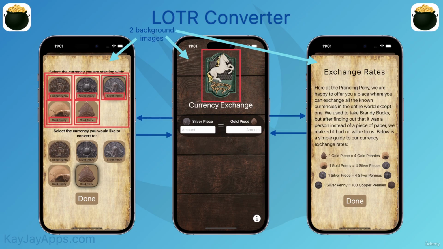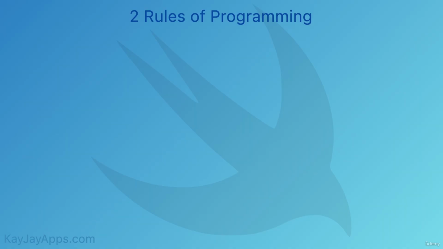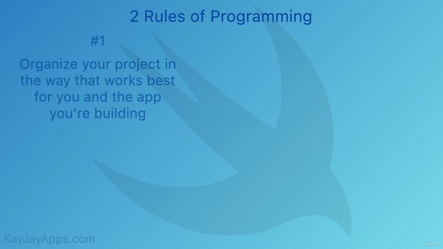So there's one last part to this lesson that I want to say before we start our project. It's my two rules for programming. Rule number one is organize your project, meaning your data, your files, your code, everything in your project. Organize it however you want. Whatever you feel like works best for you and the app that you're building.